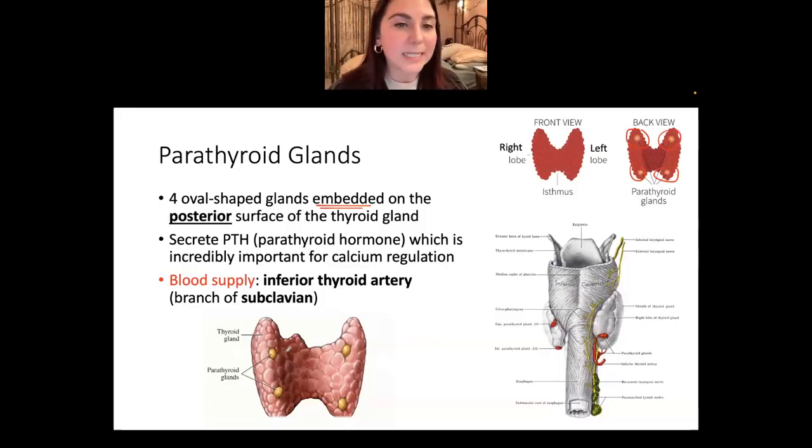These guys secrete PTH, parathyroid hormone, which is also important for calcium regulation. And then these get supplied by the inferior thyroid artery. So you can see down here, here are your parathyroid glands, and the inferior thyroid artery is going to supply those. It's supplying the bottom part of the thyroid gland, and it's also going to supply all of the parathyroid glands. And the inferior thyroid is a branch of the subclavian artery.